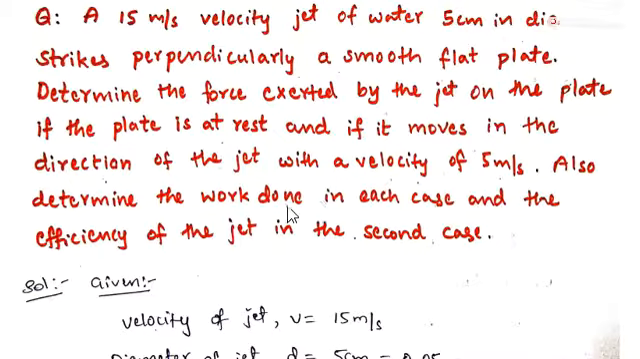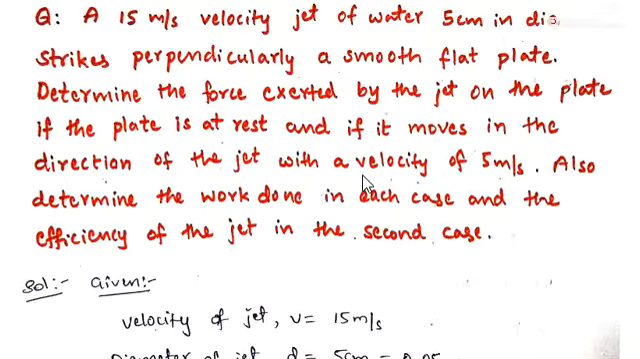Also, determine the work done in each case and the efficiency of the jet in the second case. So here, a jet of water of 5 centimeter diameter and velocity 15 meter per second is striking a flat smooth plate. And here two cases are taken. One is the plate is stationary, in that case the jet is striking the plate, and also the plate is moving.